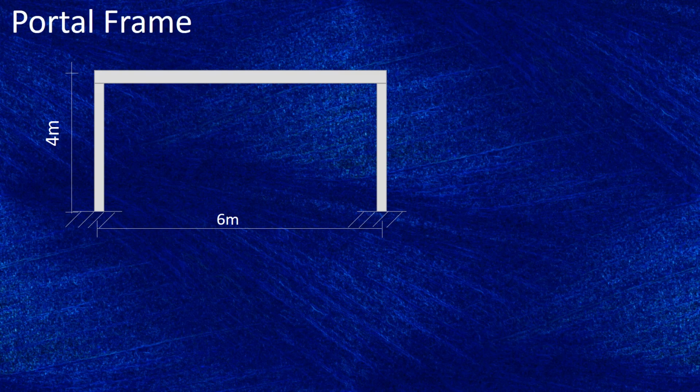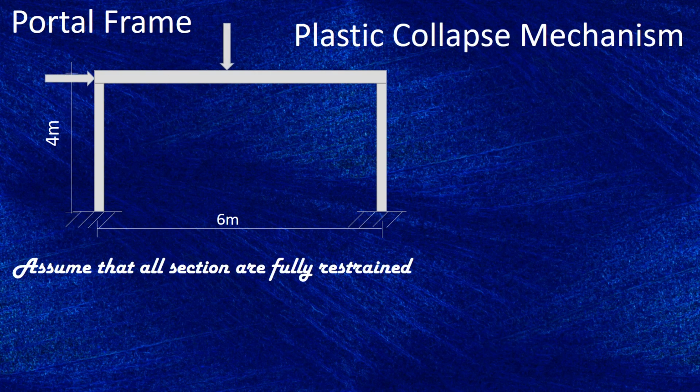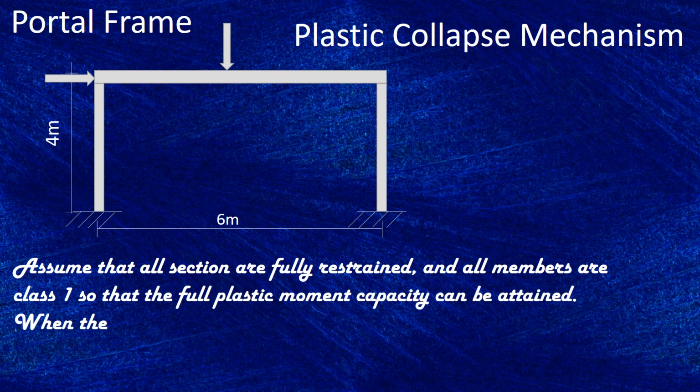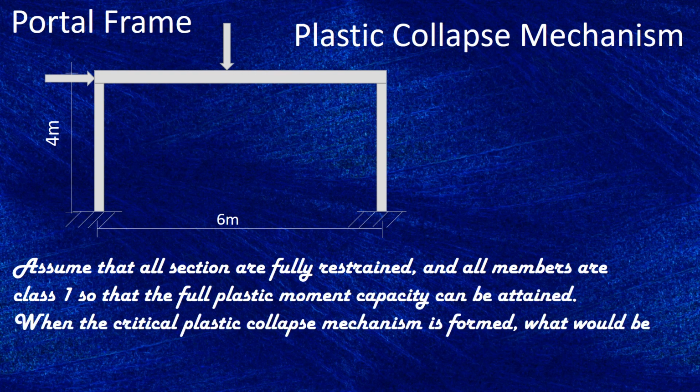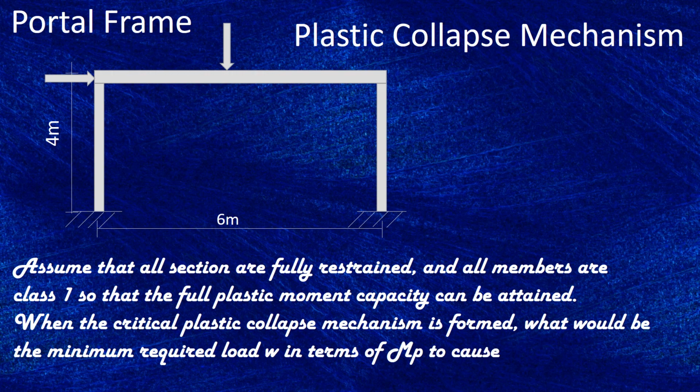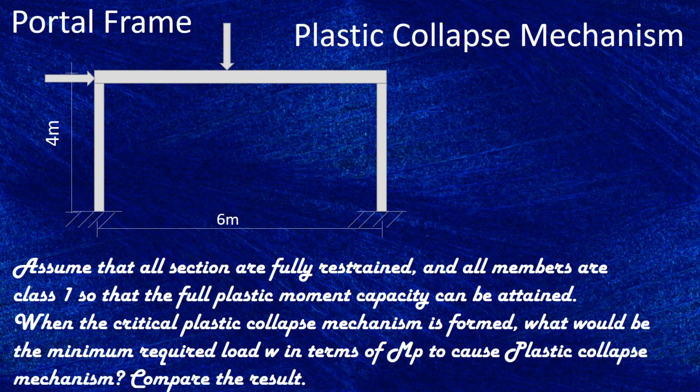Here is a tutorial for portal frame plastic collapse mechanism. Assume that all sections are fully restrained and all members are class 1 so that the full plastic moment capacity can be attained. When the critical plastic collapse mechanism is formed, what would be the minimum required load W in terms of MP to cause plastic collapse mechanism? Then we compare the result with all the other mechanisms.